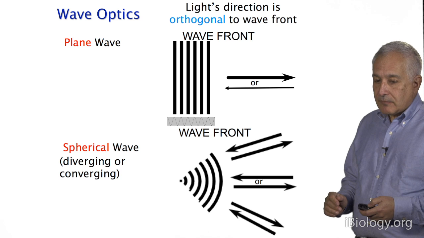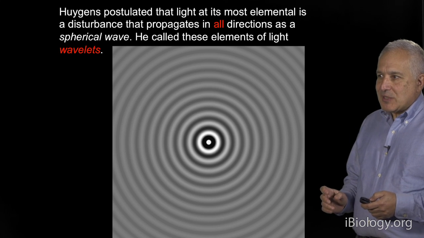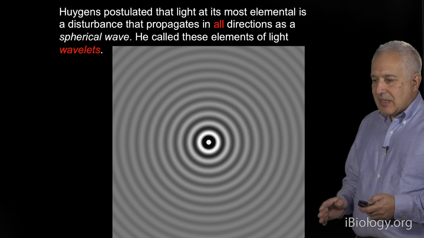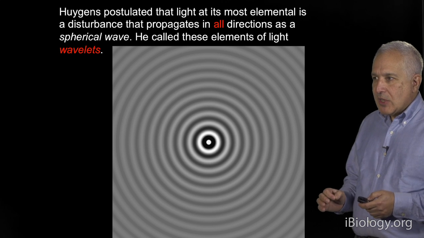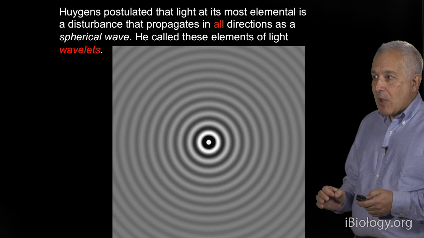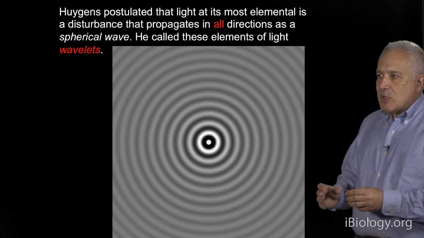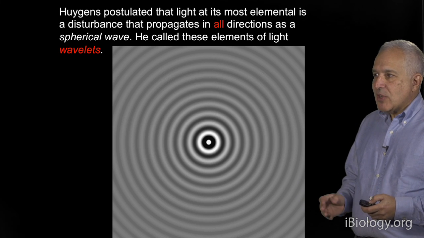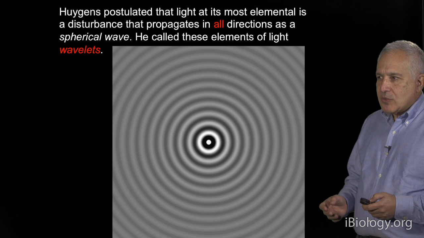Now, Huygens' idea was that the elemental unit of light was not these plane waves and spherical waves, but that they were composed of very small, infinitesimally small objects that now are called Huygens wavelets, which are little points of light that distribute their light in all directions, that have no directionality at all. He called these wavelets, and to this day we use that term wavelet.